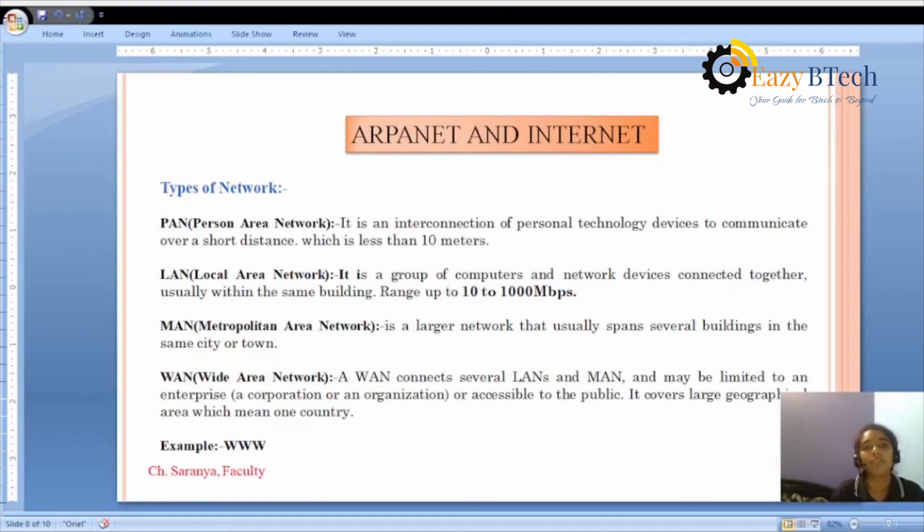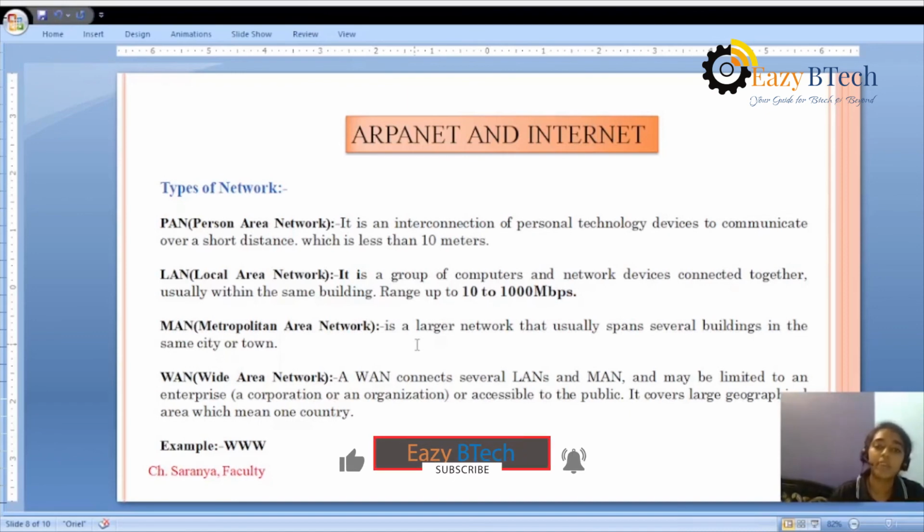LAN, local area network. In houses and in buildings, we are connecting this local area network. Its range is only up to one room or one building. Speed is 10 to 100 Mbps. Small b means bits. Metropolitan area network is a larger network that usually spans several buildings. It gives a connection in one city or town.